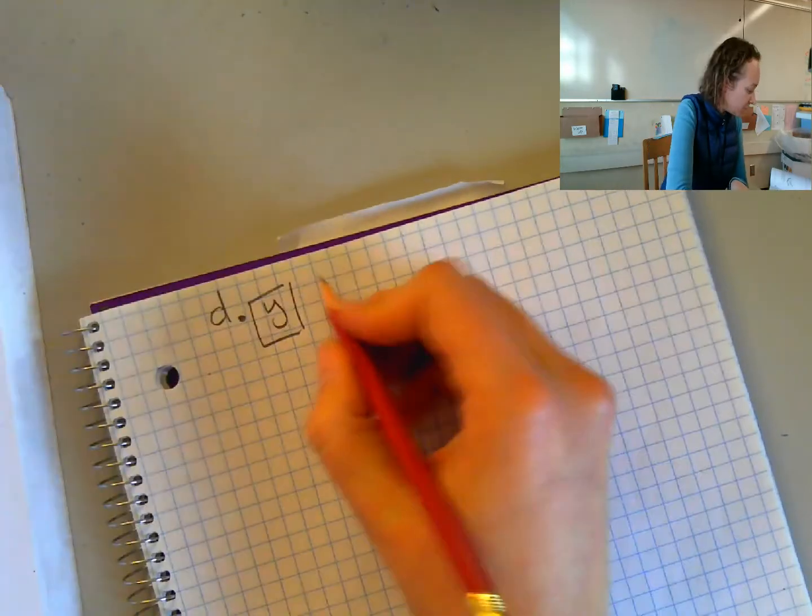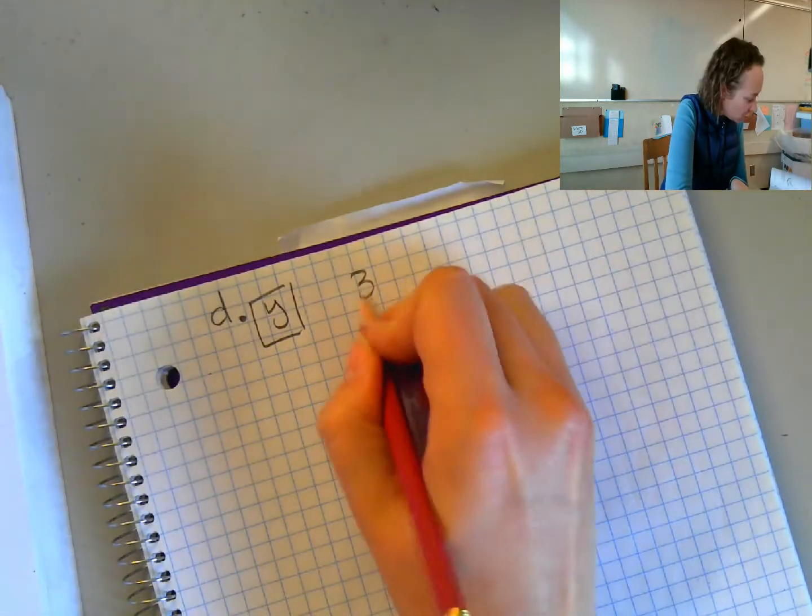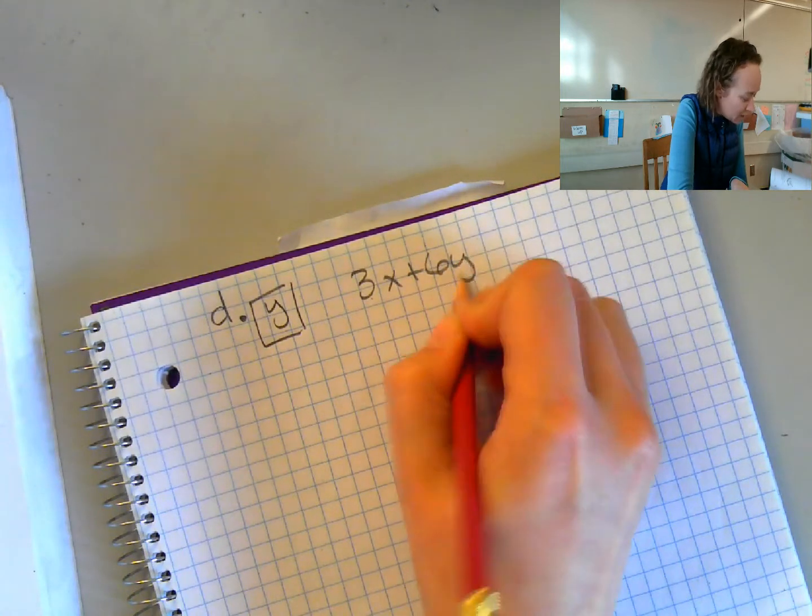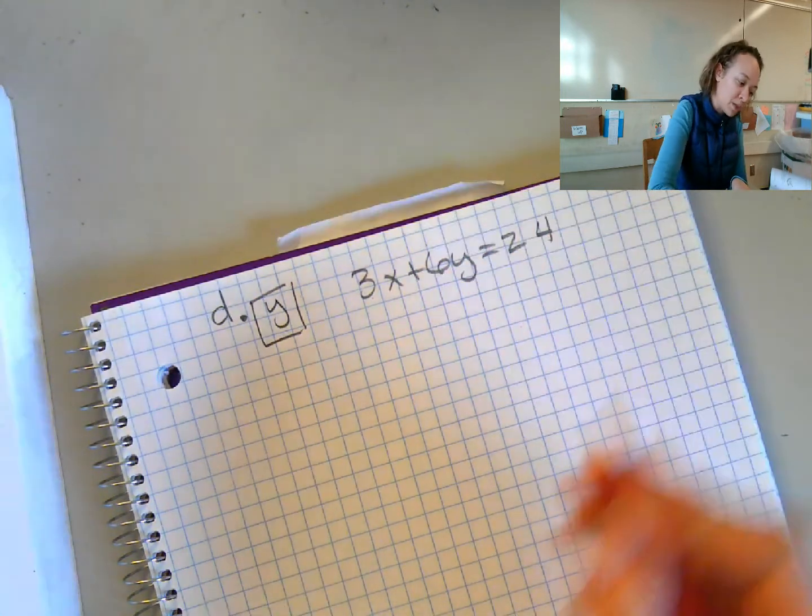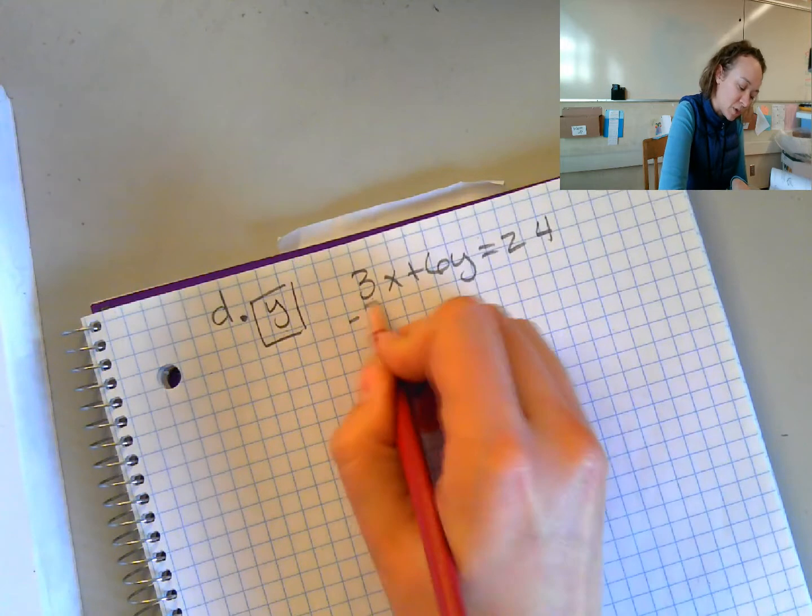On D, we're solving for y in the equation 3x plus 6y equals 24. I want y alone, so I'll start by subtracting the 3x.